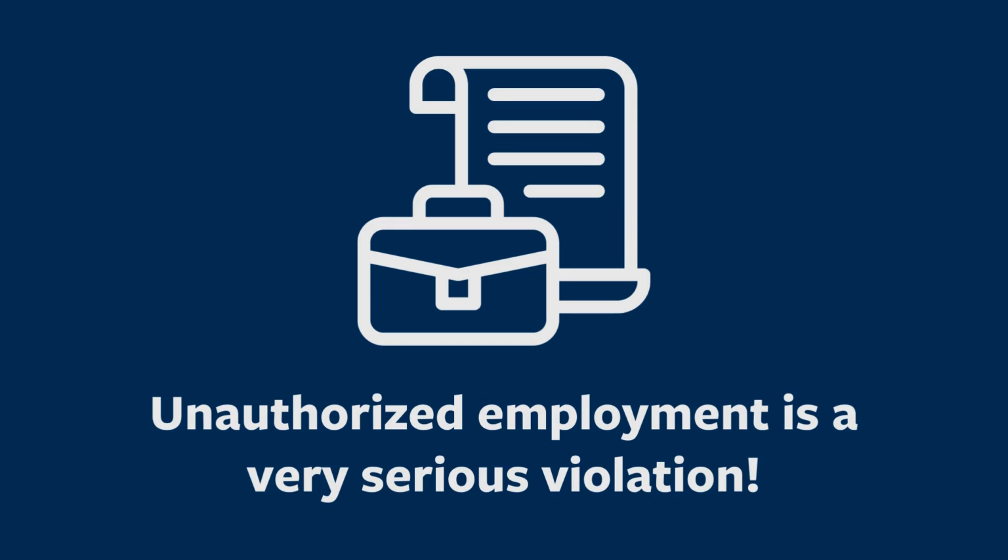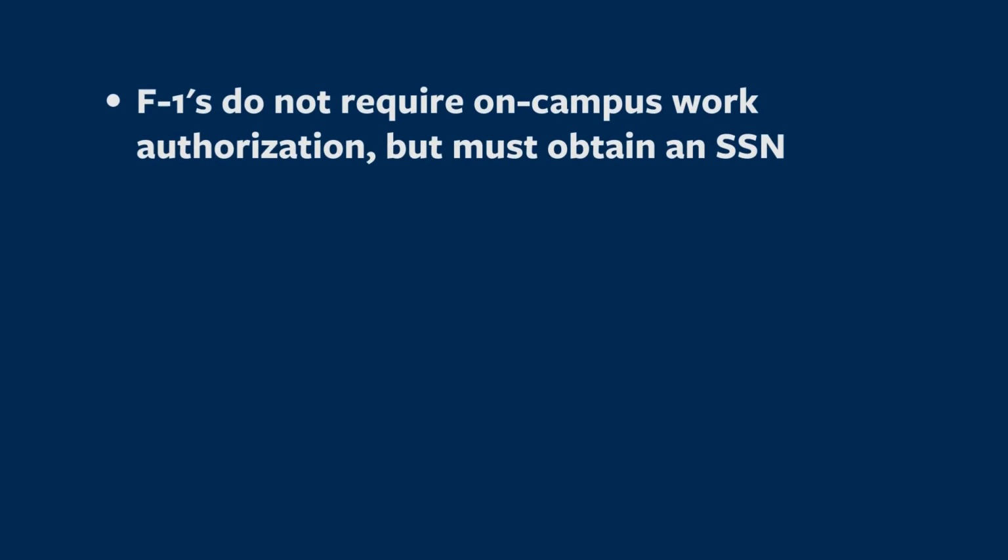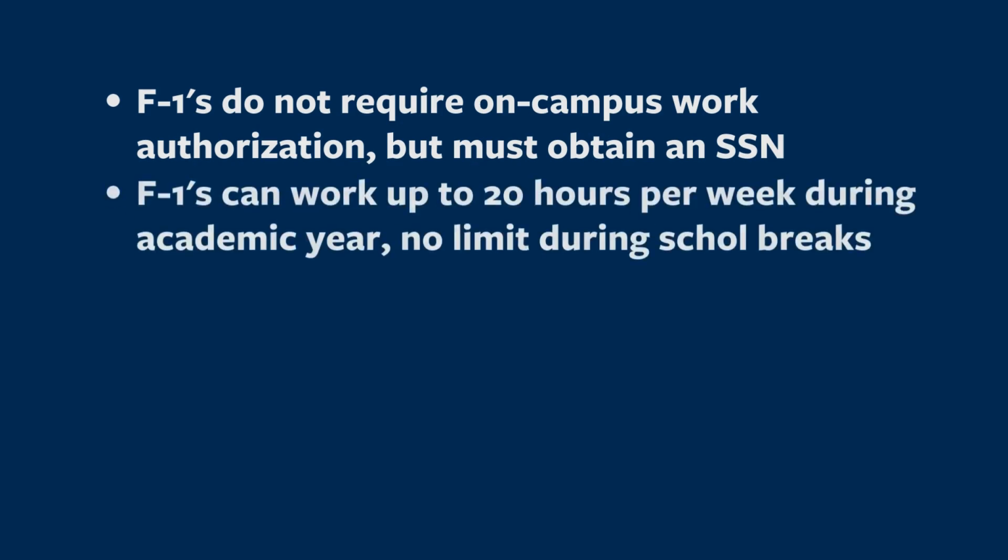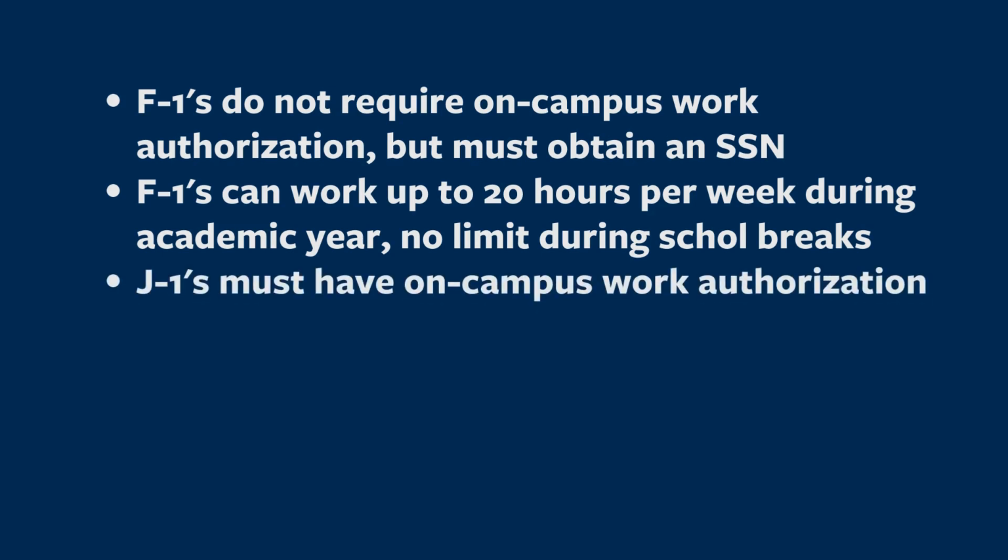Here's an overview of the requirements. Although F1 students do not require special work authorization for on-campus employment, they must still obtain a Social Security number. More information on this later. During the academic term, F1 students can work only up to 20 hours per week, but may work more than that during school breaks. J1 students must get permission from Bio to work on campus. You'll need to complete the on-campus employment and fellowship form available on our website. The same hourly rules that apply to F1s apply to J1s in this case.